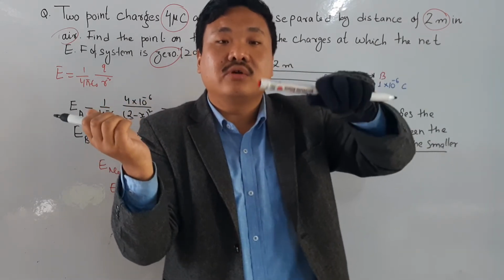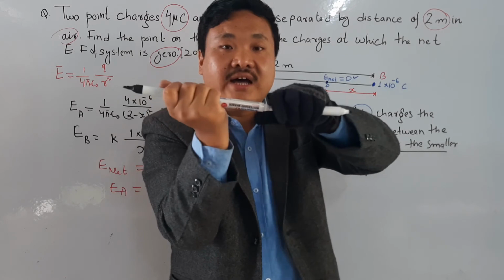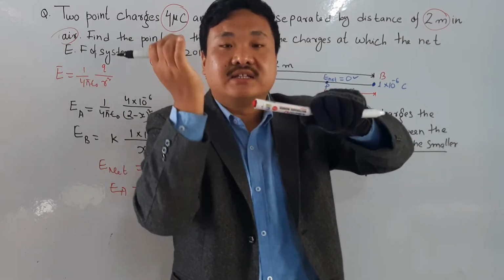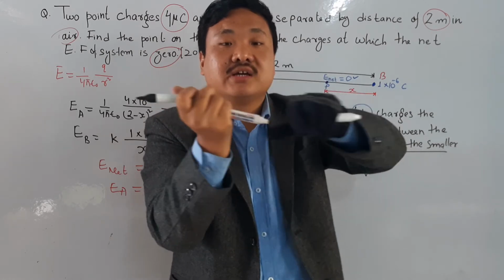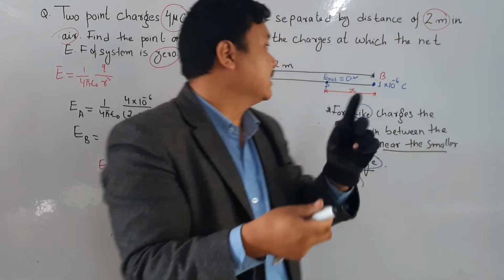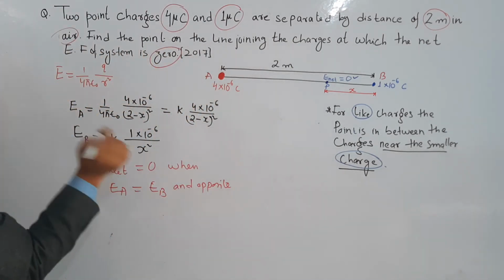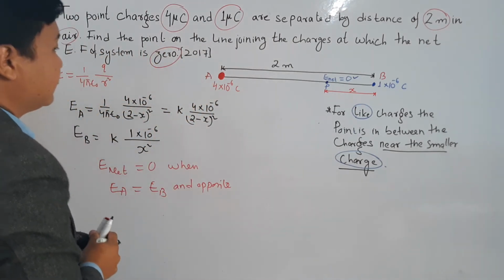But it will not move when this and this are equal and opposite in direction. That is, this should be equal to this one in the opposite direction, and the net electric field will be 0. So this must be equal to this one. Then what do I get here?